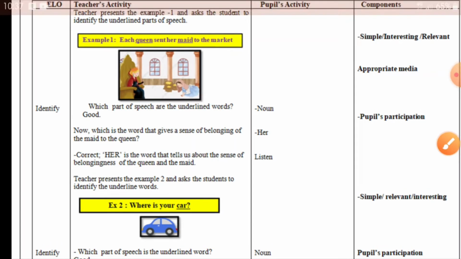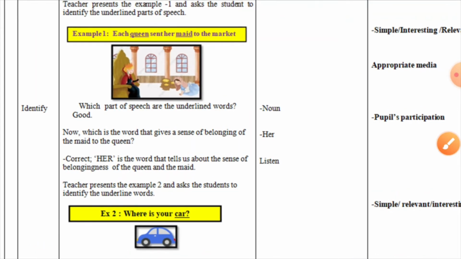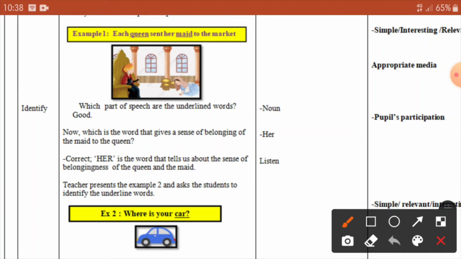If you see here, example 1. Example 1 is: Each queen sent her maid to the market. What I am doing here is asking the students, which part of speech is the underlined word? Students are suggesting, saying it is a noun. So here I am seeking the pupils' participation.